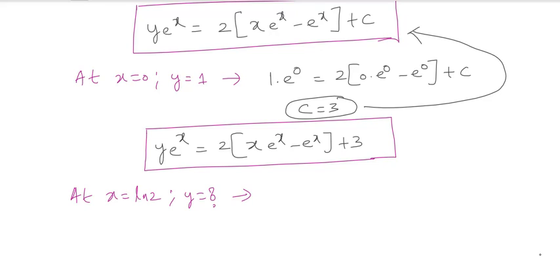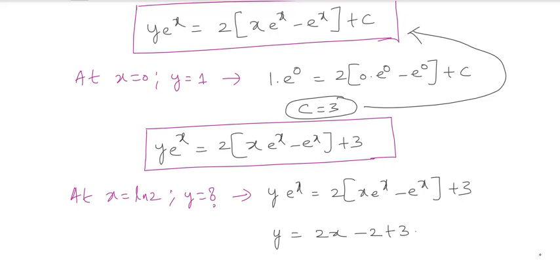You can directly substitute those values. Or else, what I am taking is y e to the power of x is equivalent to 2x e power x minus e power x plus 3. I am just taking it as y; e power x will get cancelled. So I will have 2x minus 2, then plus e 3 into e to the power of minus x, as that goes to that side.